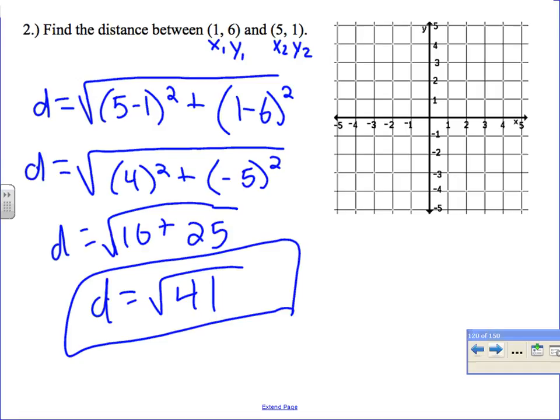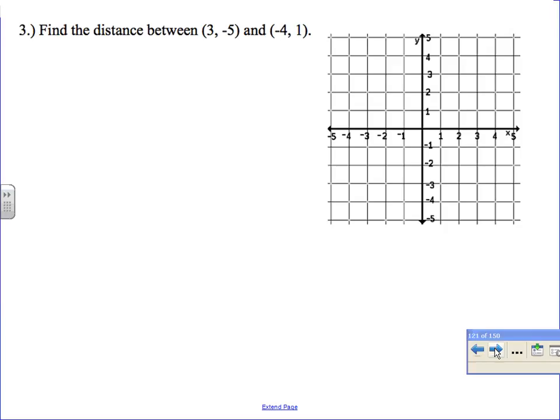So try number 3 on your own, and then I'm going to show you the midpoint formula. So I would label them x1, y1, x2, y2. Be careful with the negatives on this one.